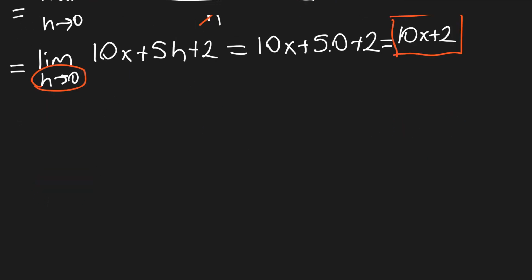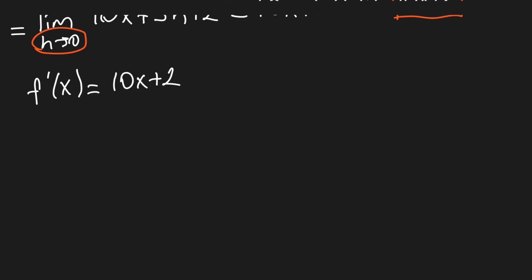We found the derivative, but what does it all mean? 10x plus 2 is a function that tells you the slope of the line tangent to the curve at any point.